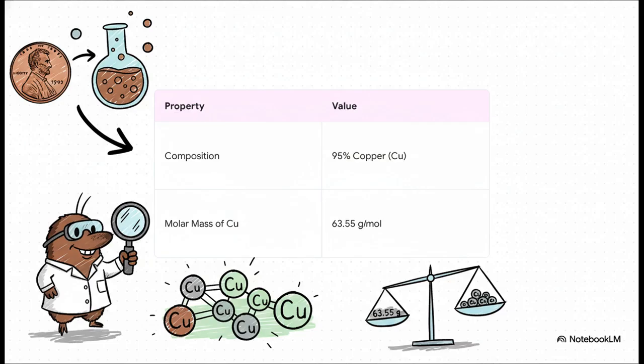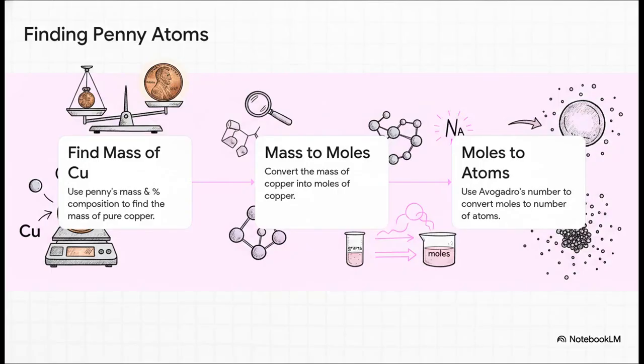Then we look at the periodic table for something called the molar mass of copper. And this number is the magic key. It tells us that if you have 63.55 grams of copper, you have exactly 1 mole of copper atoms. And the process from here is so beautifully simple. First, you just weigh the penny to see how much copper is actually in there. Then, using that magic molar mass number, you convert the weight in grams into a count of moles. And once you know the moles, you just multiply by Avogadro's number, and boom, you have the number of atoms.